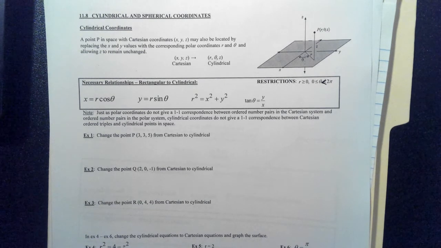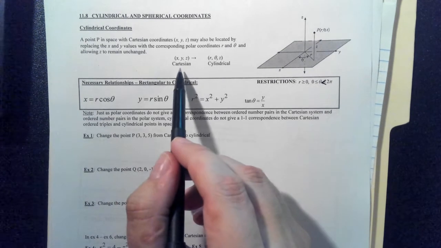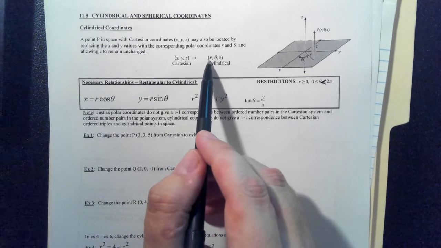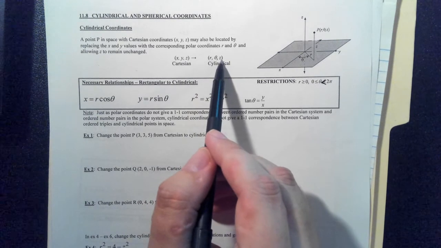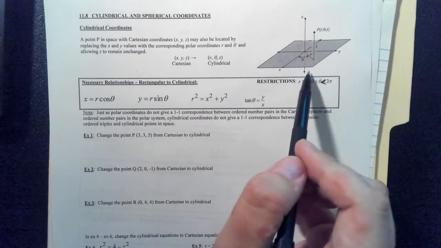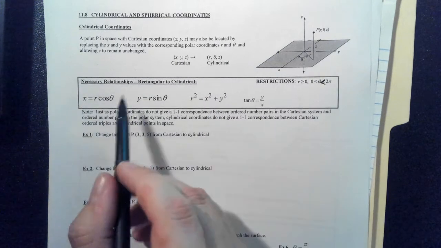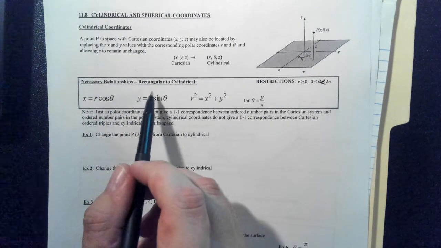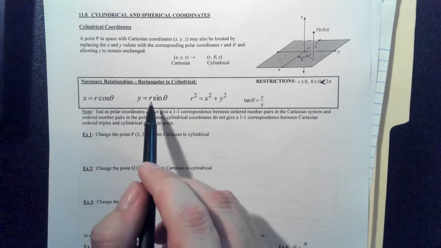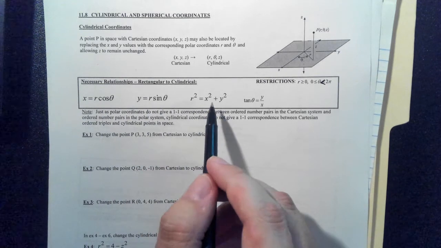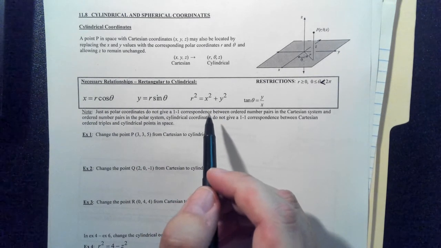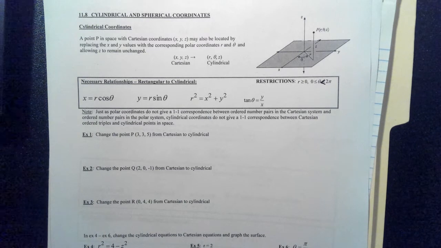The first type of coordinates that we're going to introduce are called cylindrical coordinates. All cylindrical coordinates is polar coordinates with an additional z to get into the third dimension. The same relationships hold as with polar coordinates. X is equal to r cos theta, y is r sine theta, r squared is equal to x squared plus y squared, and the tangent of theta is equal to y over x.